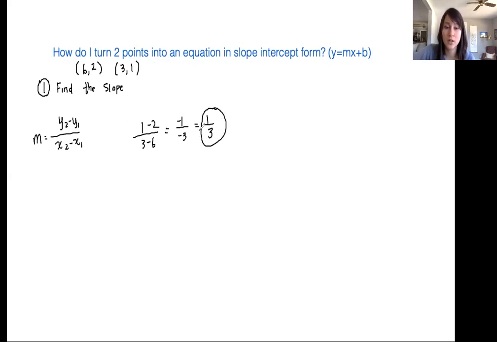M equals 1/3. We need the slope because every equation that we've looked at so far when it comes to lines has slope in it. So if you don't have slope, you can't go anywhere. You have to have the slope. That's really important. Because we have 2 points, we can actually find the slope. Okay, step 2.